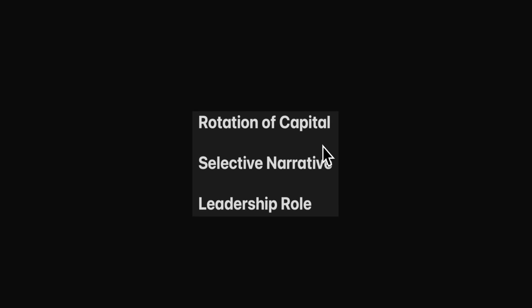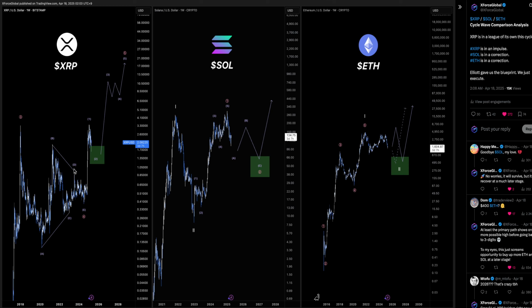Now, for the second point, the selective narrative. This means that markets aren't just the charts, they're basically stories. When one asset begins to outperform others structurally, fundamentally, and technically, there may be an underlying shift in the sentiment or even expectation, even from the haters, like I said.